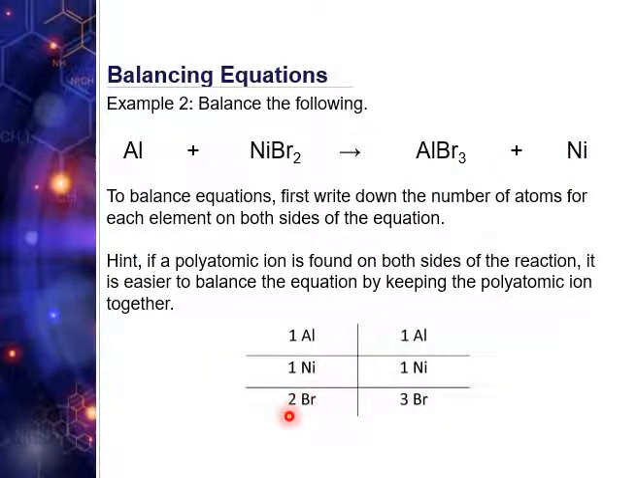You have a 2-3 situation. When you have a 2-3 situation, you go to the least common multiple of 2 and 3, which is 6. So we will find 6 bromines here and 6 bromines here to balance the equation.